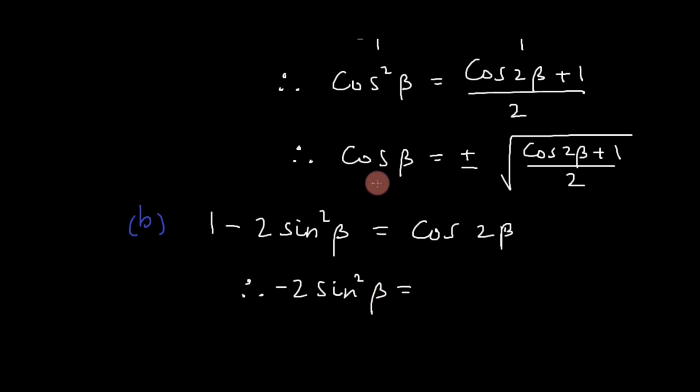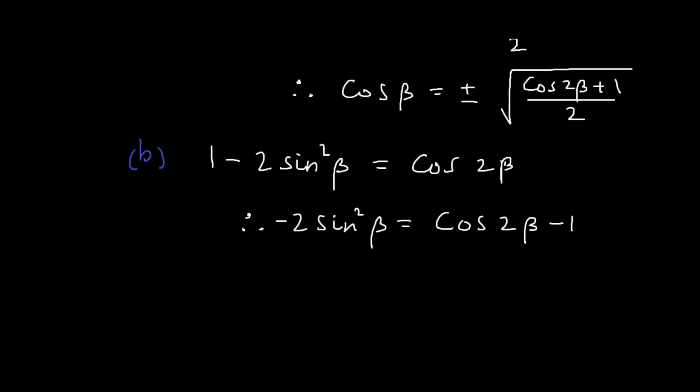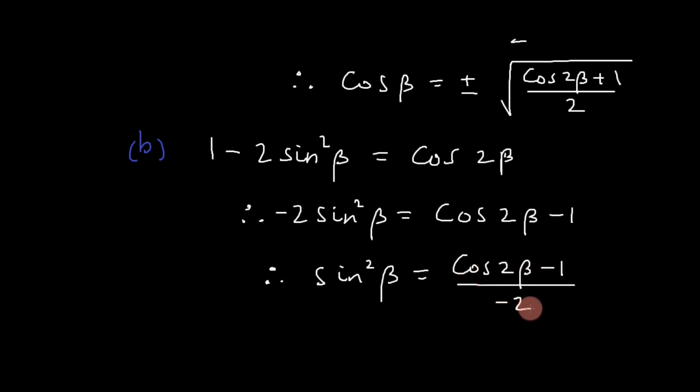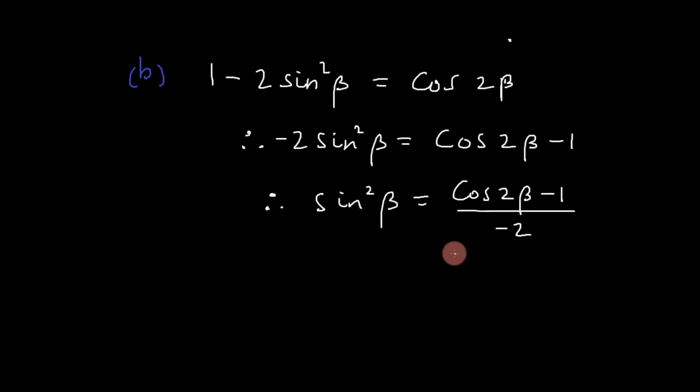Once again, we're going to make sine beta the subject. We can first take the 1 to the other side. Now we're going to divide by negative 2. Now, we could divide the negative into the numerator. Then we're going to get plus 1. A minus divided by minus is a plus.